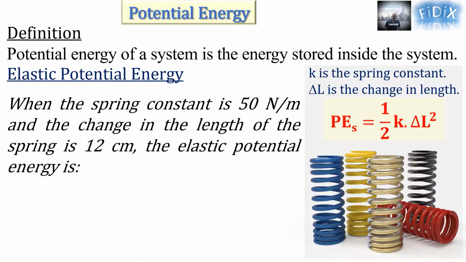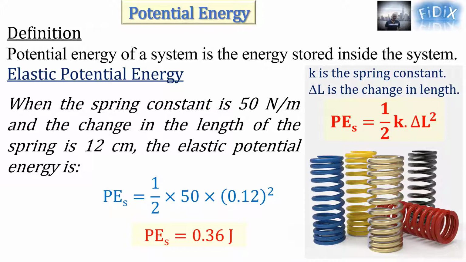For example, when the spring constant is 50 newtons per meter and the change in the length of the spring is 12 centimeters, the elastic potential energy is PES equals a half multiplied by 50 multiplied by 0.12 squared, since 12 centimeters equal 0.12 meter. This gives PES equals 0.36 joule.